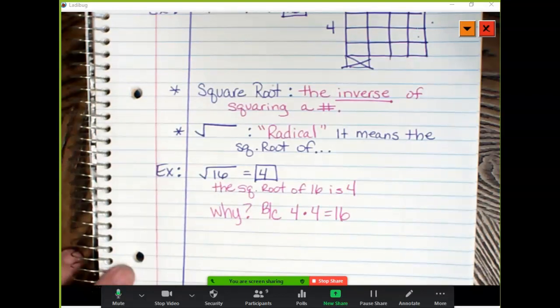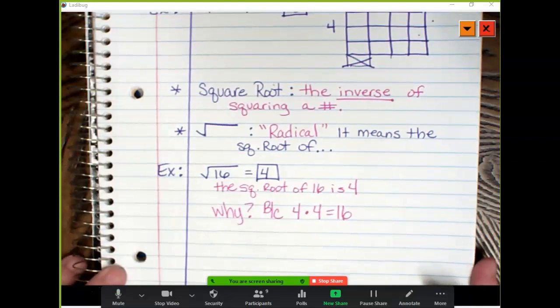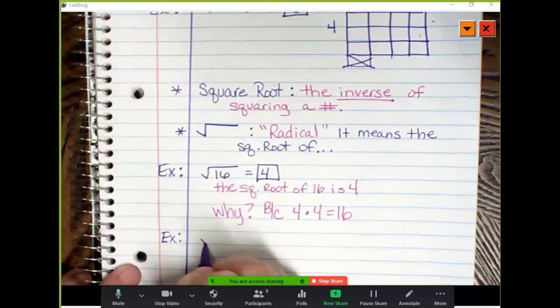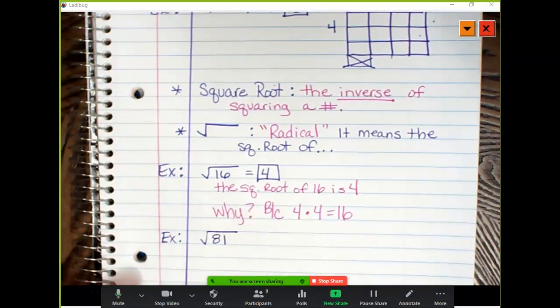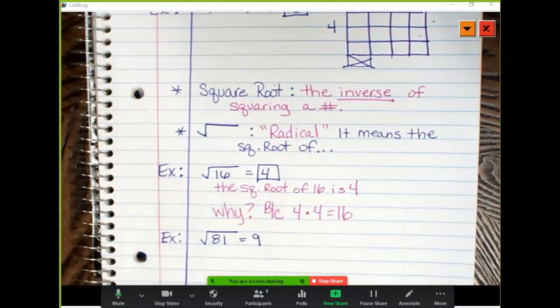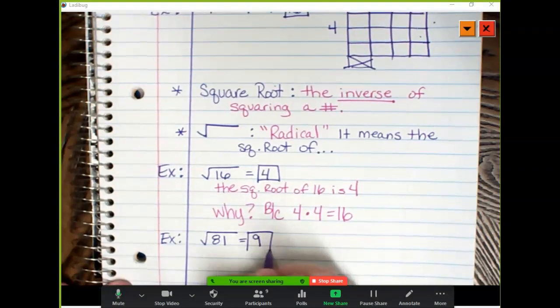Y'all ready for another example? I know you can do it. What is the square root of 81? It is 9. Very good, because 9 times 9 is 81. Final answer, put a box around it.